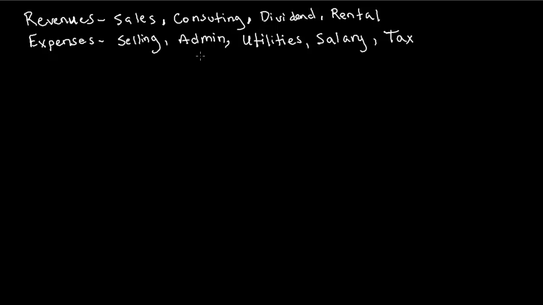Now for a single step income statement, you're going to have, like I said, two main categories, which is revenues and expenses. And the formula for that single step income statement is just revenue minus expenses equals your net income. And all the different types of revenues are going to fall under this revenue category, and all the different types of expenses are going to fall under this expenses category. So you just take your revenue, subtract all the expenses, and then you get your net income.